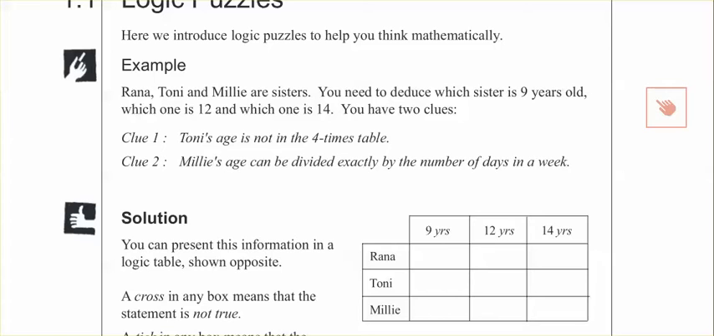Okay. So the kind of puzzles we have are things like this. So example: Rana, Tony, and Millie are sisters. You need to deduce which sister is 9 years old, which one is 12, and which one is 14. You have two clues. Tony's age is not in the 4 times table, and Millie's age can be divided exactly by the number of days in a week.